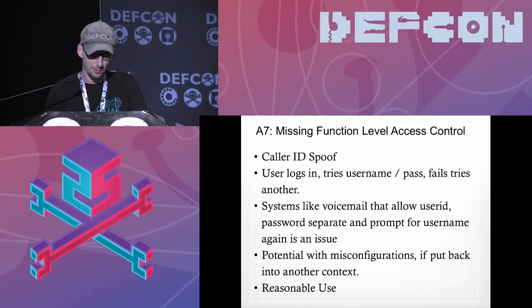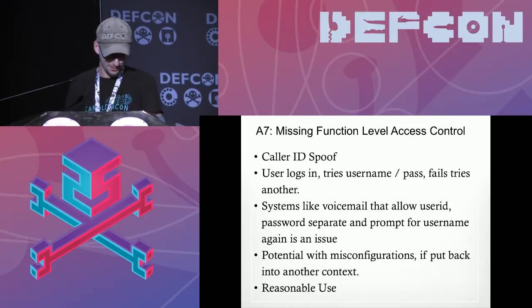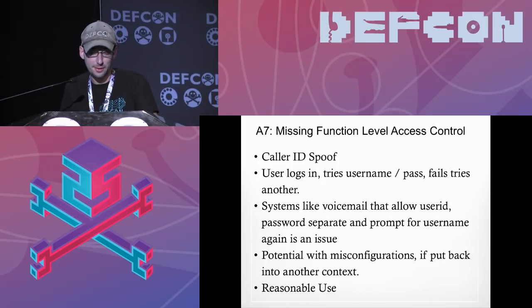Let's see what else we've got for missing function level access control. Like I was saying, these do overlap. A5, misconfiguration, is very related to missing function level access control, because if it's configured properly, you wouldn't have these issues. With misconfiguration, if you're putting people back into a different context once they've authenticated, maybe they have access now to something that they didn't have access to before.